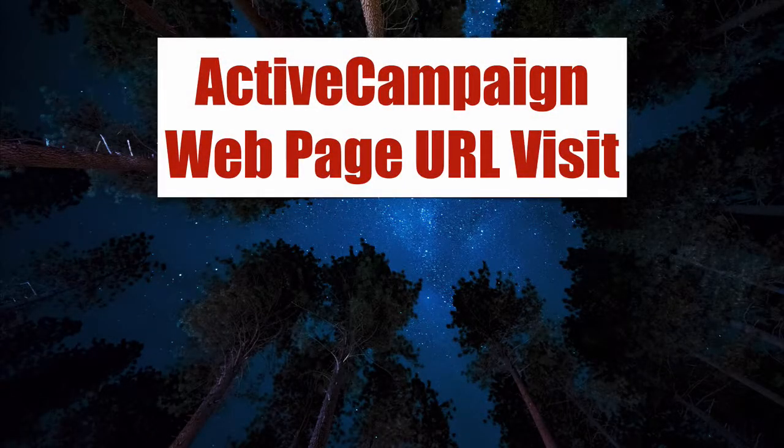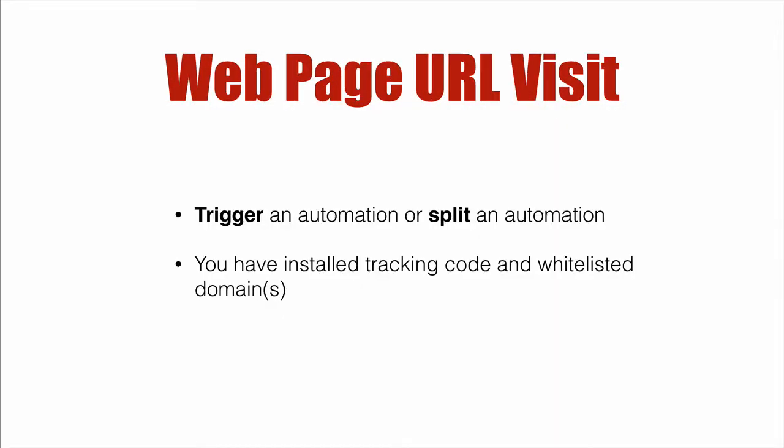ActiveCampaign web page URL visit. You can use this to trigger an automation or split an automation. The assumption is you've already installed tracking code and whitelisted the domain or domains that this code is on. It doesn't have to be just your domain. If you have a shopping cart that you can embed the code in, you can do that.